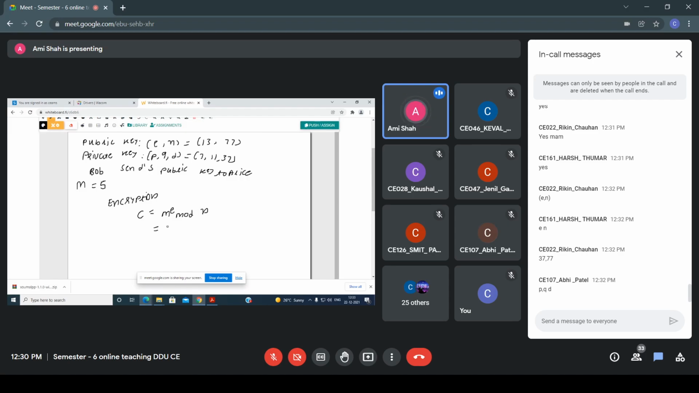Now what is this equation? The value of m is 5, the value of e is 13, and then mod n, where n is 77. Now all of you apply the square and multiply method and tell me the answer. I will give you some time, so quickly calculate it.